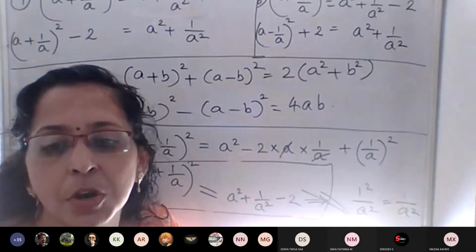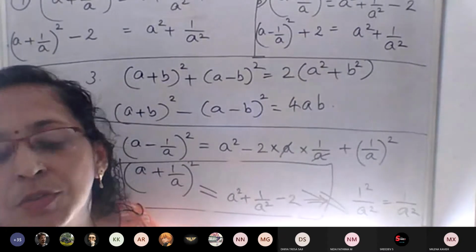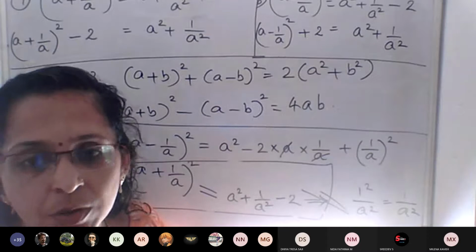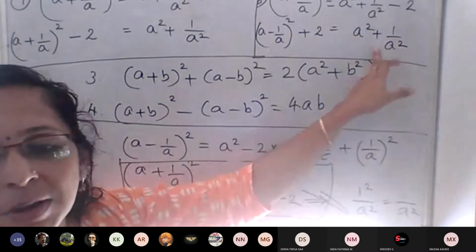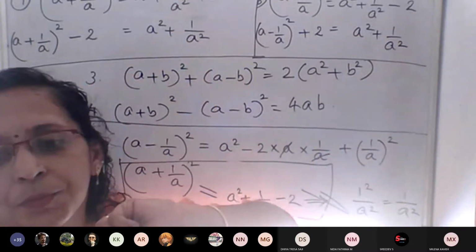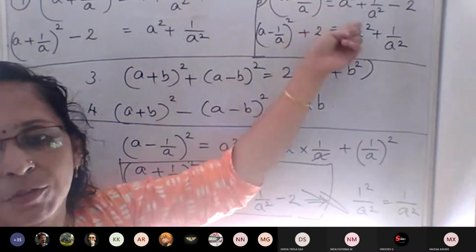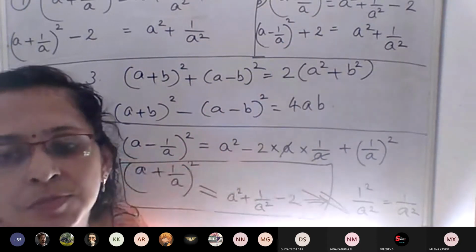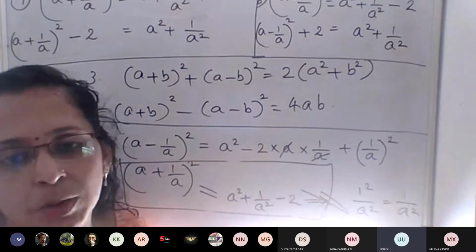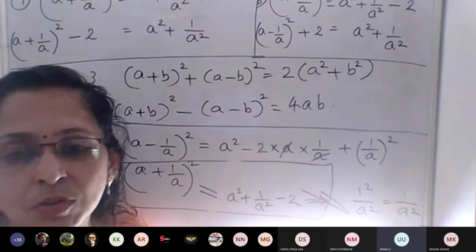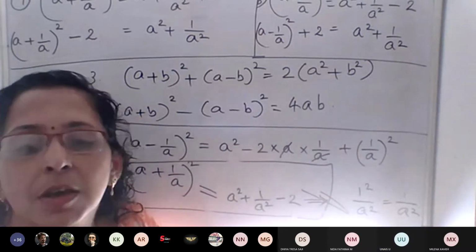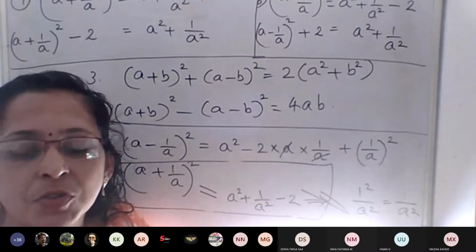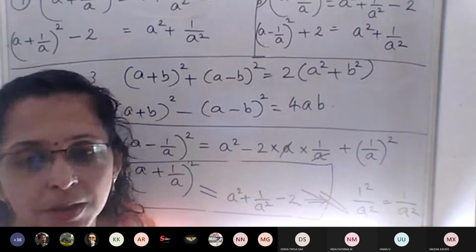Given a minus 1 by a is equal to 4, which formula do we have to apply? We have to find out a square plus 1 by a square, given a minus 1 by a is equal to 4. First formula or the second formula? Second one. Understood. So depending upon the question, we can say whether we have to substitute a minus 1 by a or a plus 1 by a.